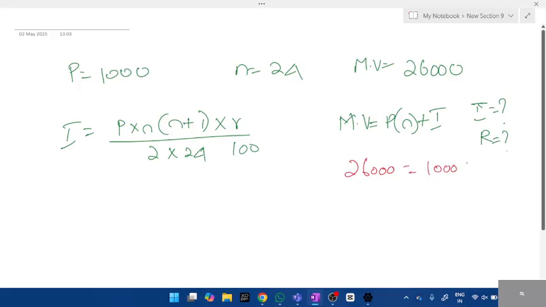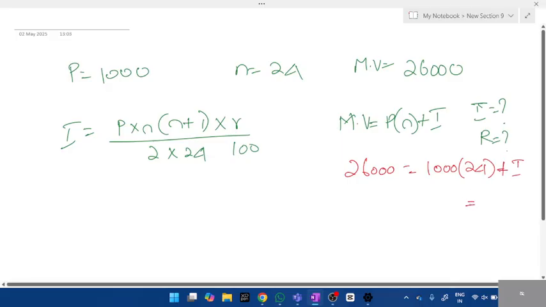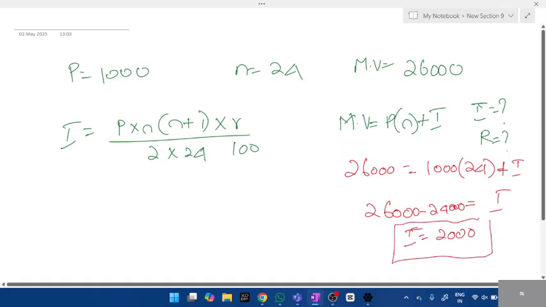What's the value of I? What did you all get for I? 24. What's the answer for I? I is equal to 26,000 minus 24,000. So what's the answer? 2,000. I is equal to 2000. If you go wrong in this, your entire answer is wrong, students. You'll get 0. I, interest, is very important. So first preference is given to maturity value.